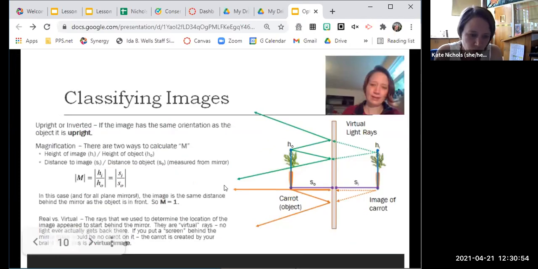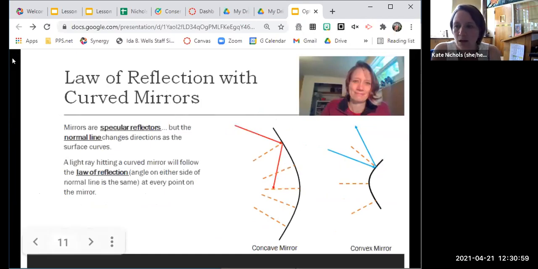And then real versus virtual, and I think we talked about that in the last slide, so I'm going to keep going. All right, so this gets a little bit more challenging when we start talking about curved mirrors and curved devices.